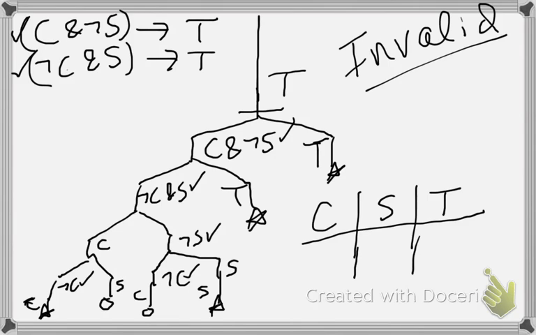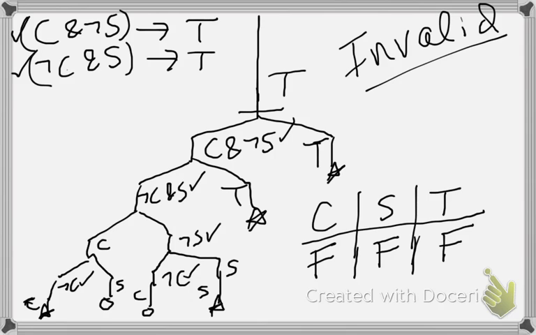Looking at that open branch, we see that S is on the false side of the tree, so we'll make S false. Then moving up the tree, we see that C is also false, so we'll make that false. And then T is also false. We would get a different answer if we had used the other branch.